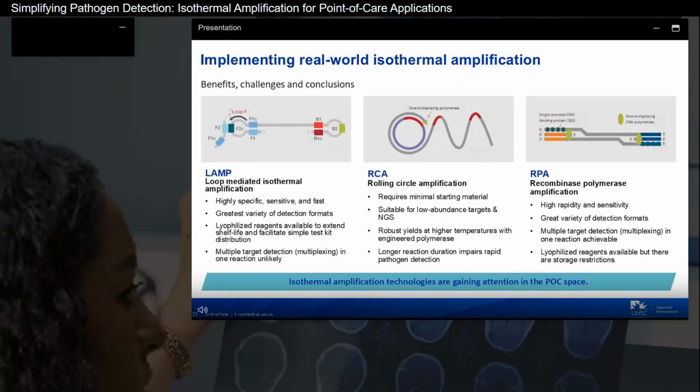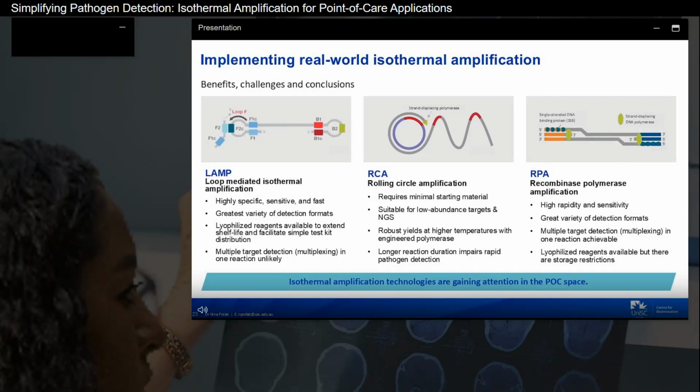Let's summarize the key takeaways from today's webinar on isothermal amplification for decentralized testing applications to simplify pathogen detection. LAMP is a highly specific, sensitive, and fast method, making it ideal for various detection formats. With lyophilized reagents, it's easy to distribute as simple test kits, but multiplexing in a single reaction is a challenge.